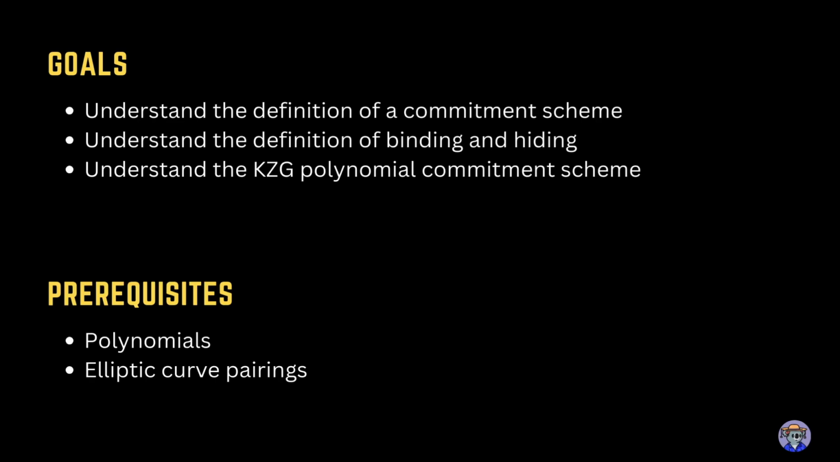As the name suggests, polynomial commitment schemes are all about committing to a polynomial, so you'll want a solid understanding of polynomials first. If you haven't seen my earlier video on that, I recommend watching it before continuing. Otherwise, this might get a bit confusing. There are also different types of polynomial commitment schemes, and KZG specifically is based on elliptic curve pairings. So if pairings aren't familiar yet, make sure to check out that video as well before this one. Once you're comfortable with those prerequisites, let's jump in and get started.